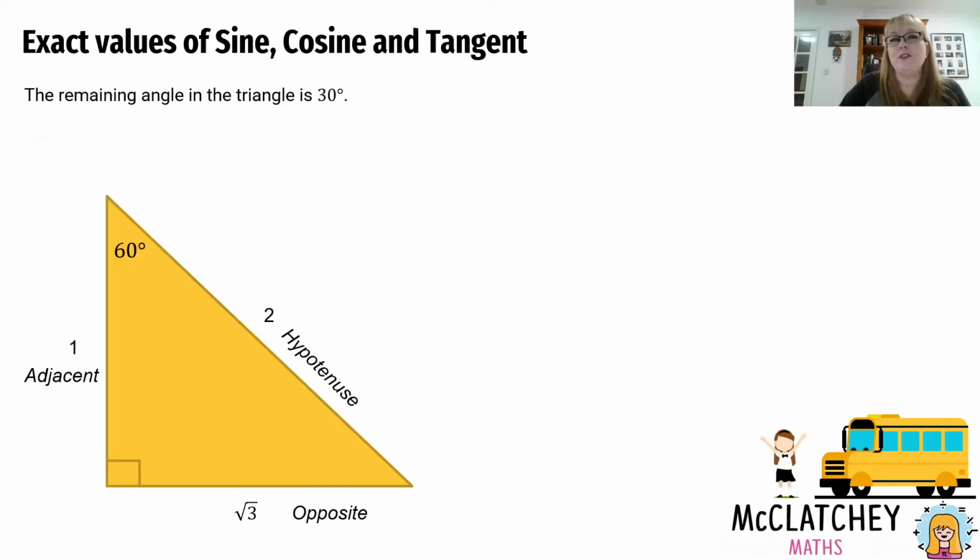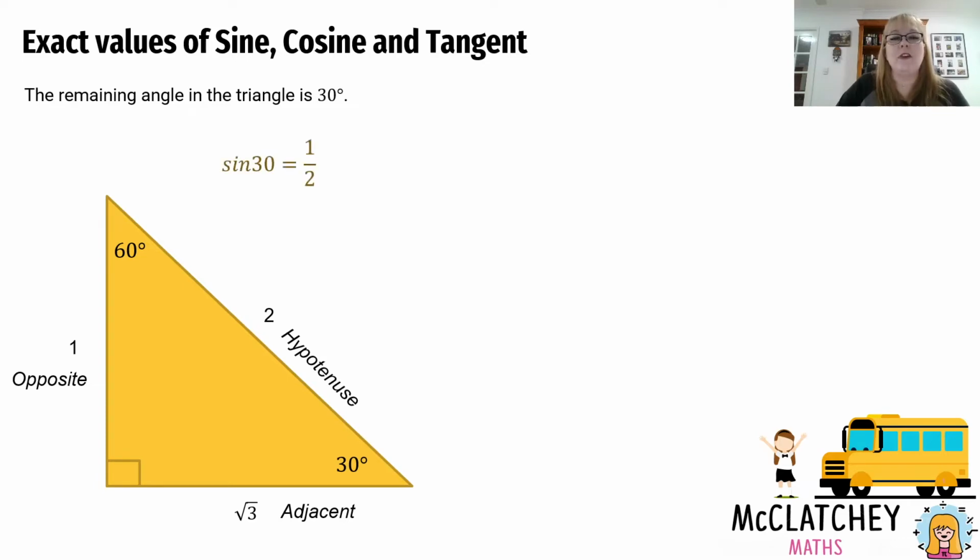Now, we know in this triangle that the sum of angles of a triangle is 180 degrees. That means our remaining angle is 30 degrees. Now we can use that 30 degrees to find all of our ratios, starting again with sine. So we're going to relabel our triangle now, because now we're looking at 30 degrees, so we've got a different opposite and a different adjacent, but the hypotenuse is still the same.